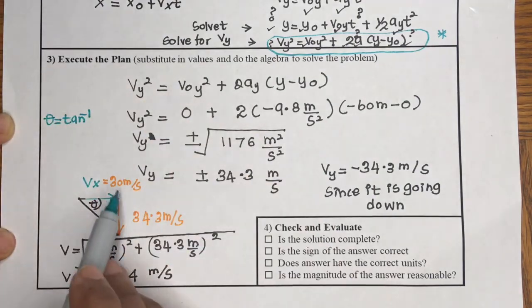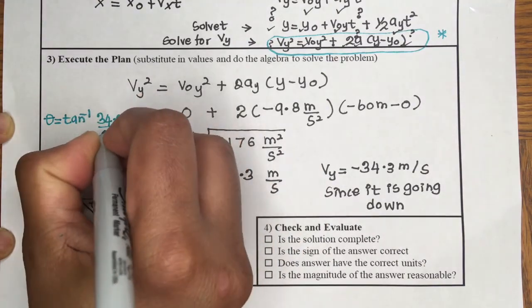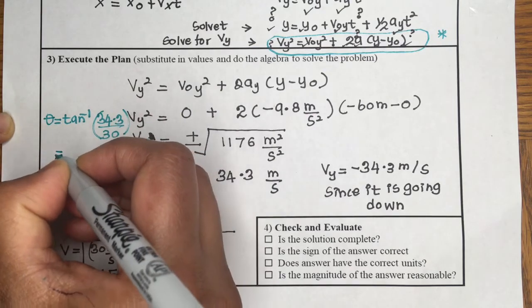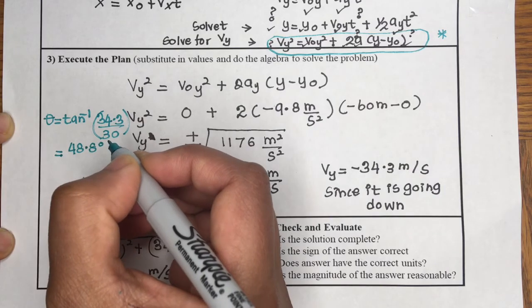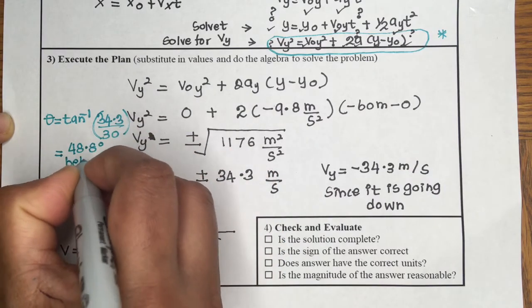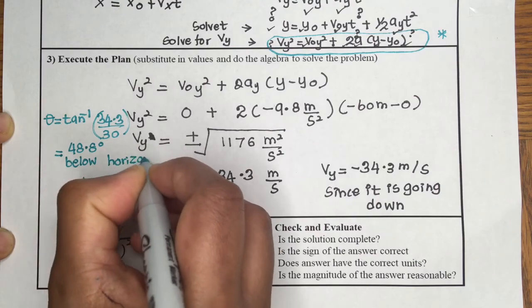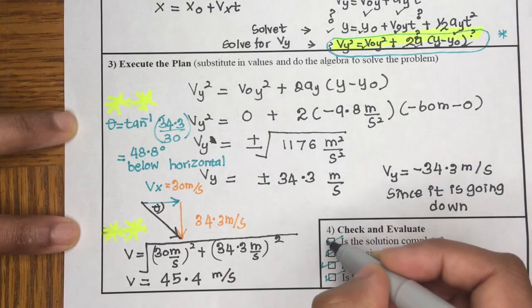Now I'm going to use the trigonometric function tangent to find the angle. Opposite is 34.3, adjacent is 30. When I solve for the angle, I get 48.8 degrees. This is below the horizontal. Horizontal is the x direction. By looking at the vector triangle, we can see this angle gives us the direction below the horizontal.